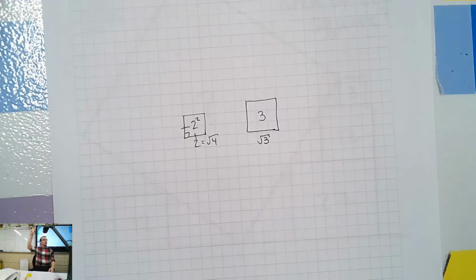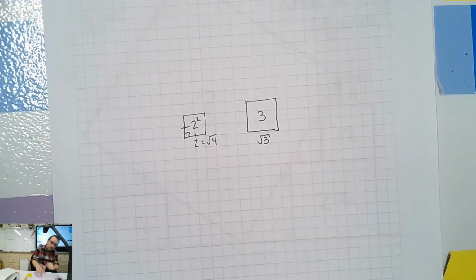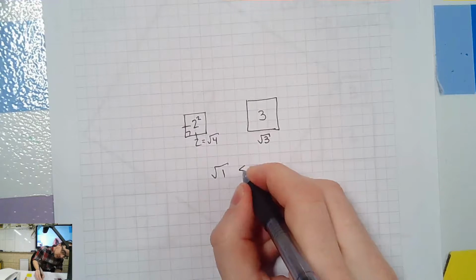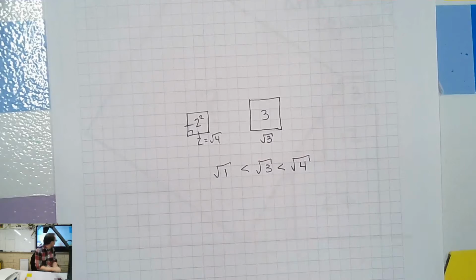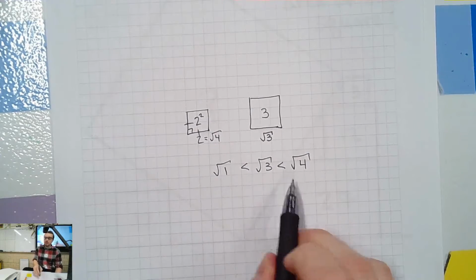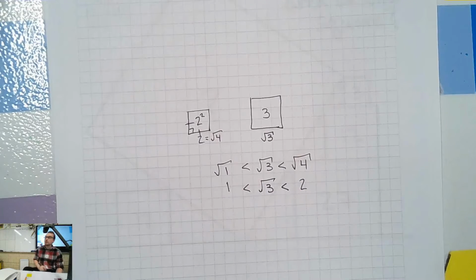Probably like 1. It's got to be between 1 and 2, right? Because root 4 is bigger than root 3. And what is root 4? 2, right? And root 1 is 1, so it's got to be between 1 and 2, because root 1 is less than root 3, which is less than root 4. Root 3 is somewhere between these, and we know that that's 1 and that's 2. So root 3 must be between 1 and 2, right?